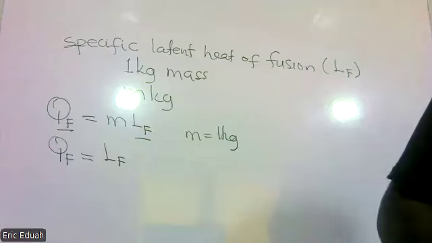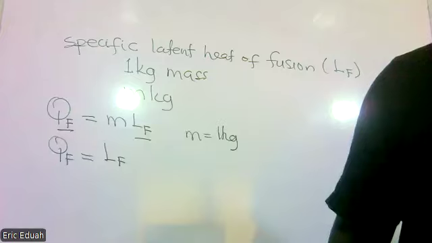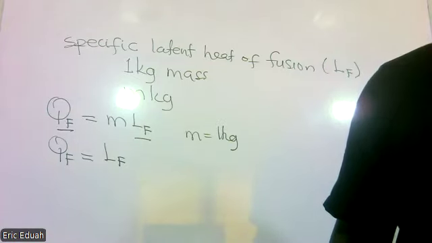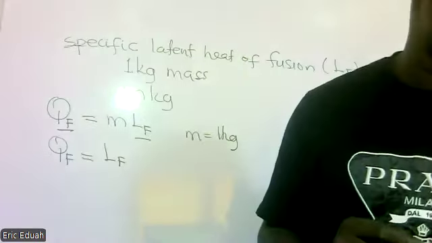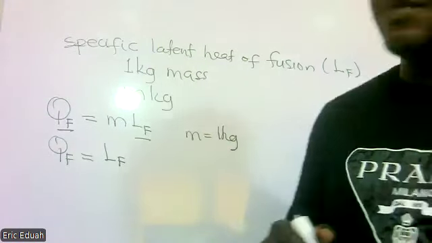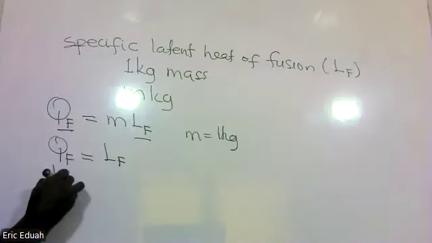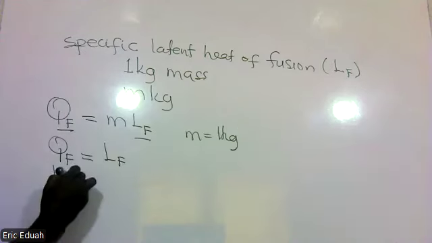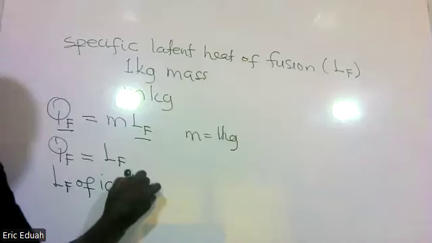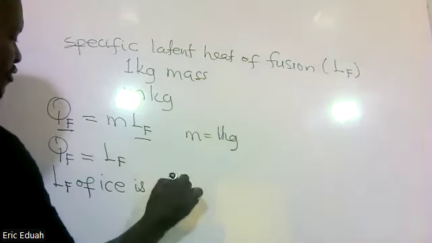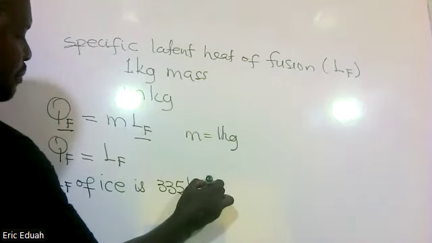Last time we realized that the specific latent heat of fusion of ice, L_F of ice, is 335 kilojoules per kilogram.